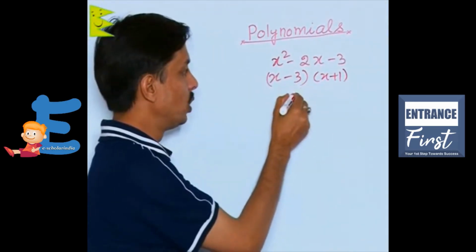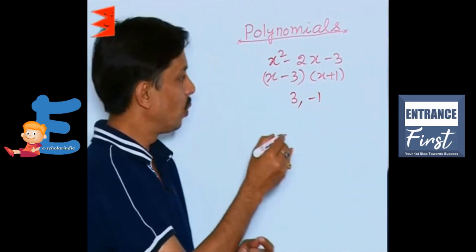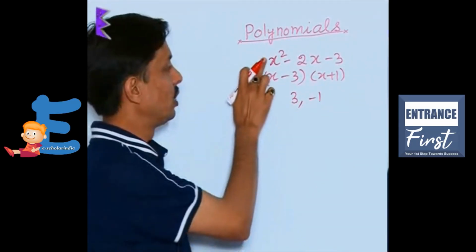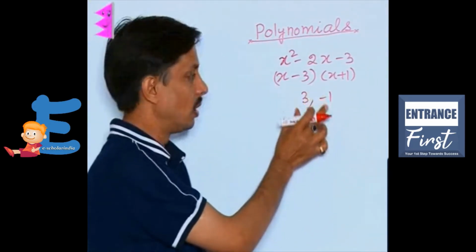So what are its two zeros? Zeros are 3 and minus 1. So we can say the nature of zeros are distinct and real.